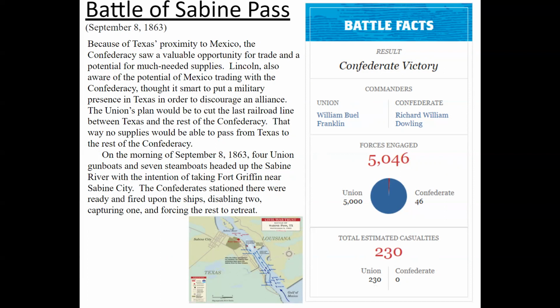Unfortunately, the Union's goal was to cut off the railroad line inside of Texas and Louisiana, to prevent supplying the Confederate troops in the East Coast.